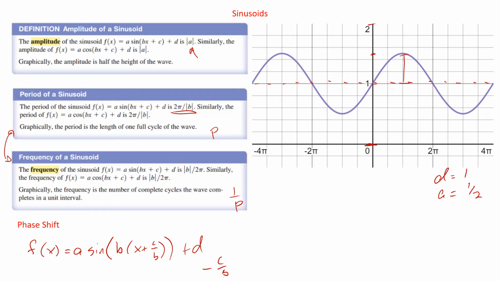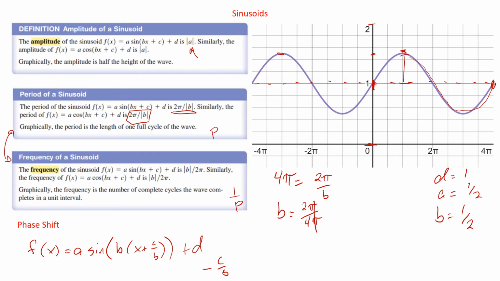We can look at the period. For the period, we can go from the high point to the high point. It's a little bit tough to see. We can go from here, take the full thing to here. So the period is 4 pi. So we have 4 pi equals the period, which is 2 pi over B. We need to figure out what B is. So we can multiply the B over and divide by the 4 pi. And so B equals 1/2.